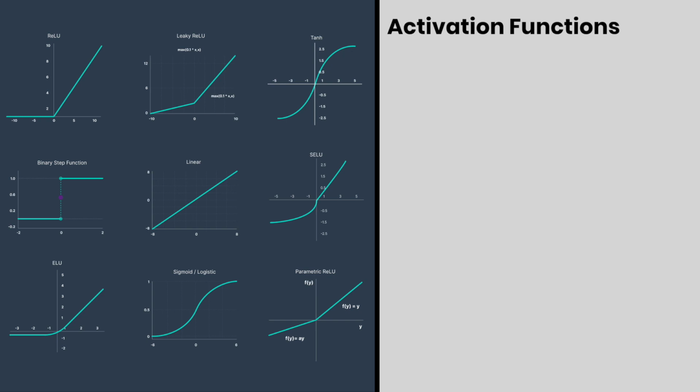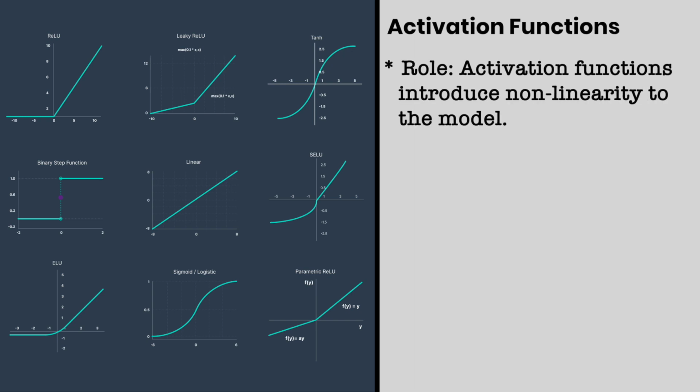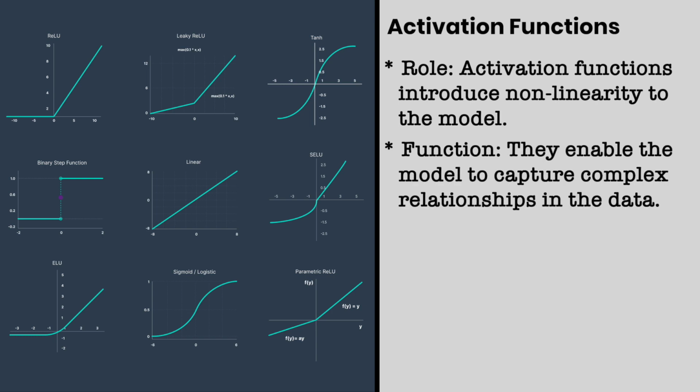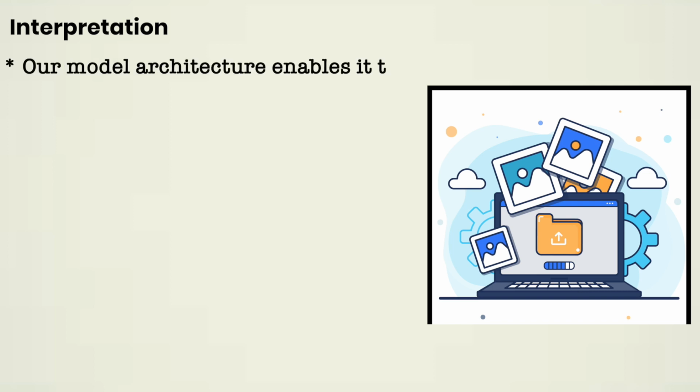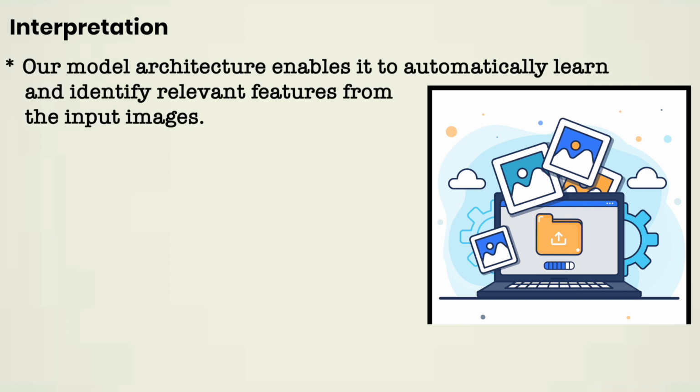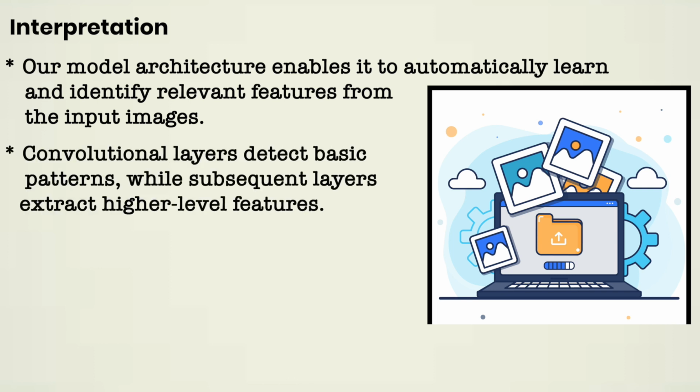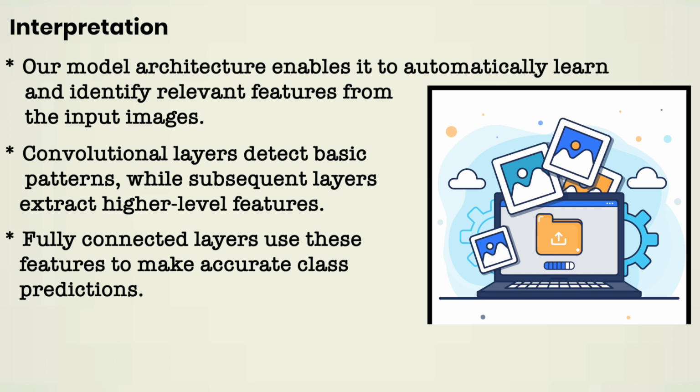Activation functions. Activation functions introduce non-linearity to the model. They enable the model to capture complex relationships in the data. Interpretation. Our model architecture enables it to automatically learn and identify relevant features from the input images. Convolutional layers detect basic patterns while subsequent layers extract high-level features. Fully connected layers use these features to make accurate class predictions.